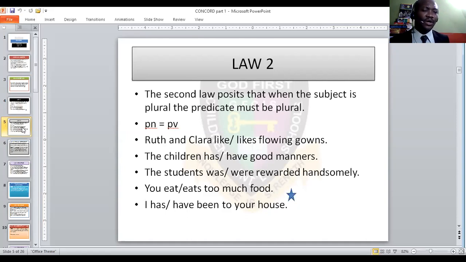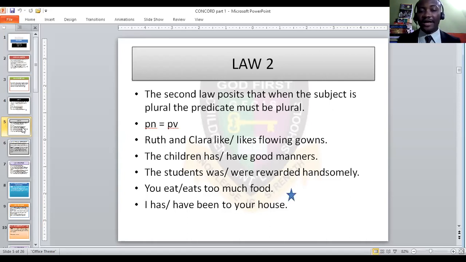Now look at the sentence. Ruth and Clara like or likes flowing gowns? Because we have Ruth and Clara, which is a plural, we have like. The verb without S, especially in the lexicals in simple present tense, is plural. The one without S is plural: like flowing gowns. The children has or have good manners? The children is plural, and we're taking have, which is plural: good manners. And the students was or were rewarded handsomely? The students, of course, is plural, and we are taking were rewarded handsomely.